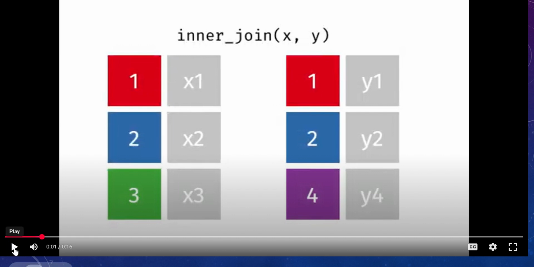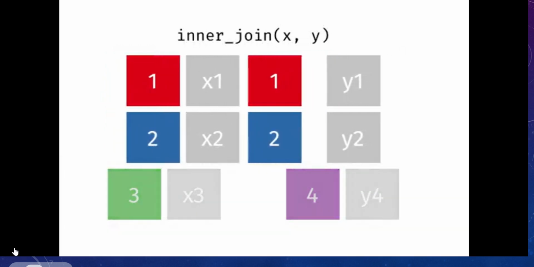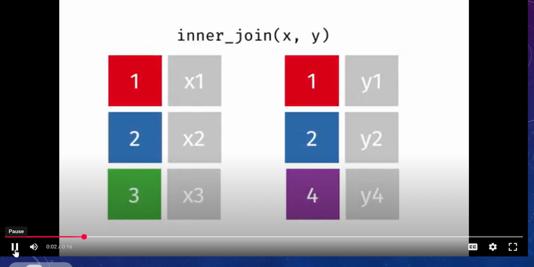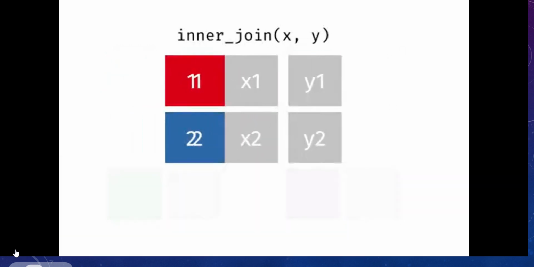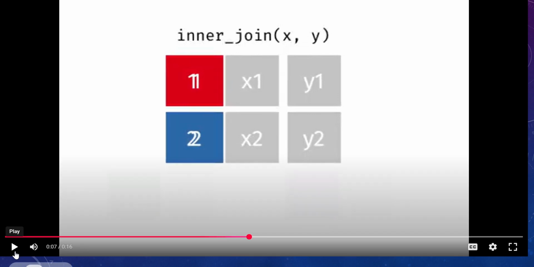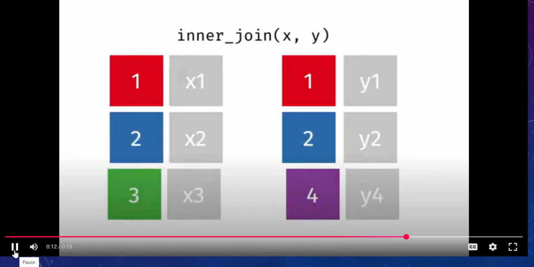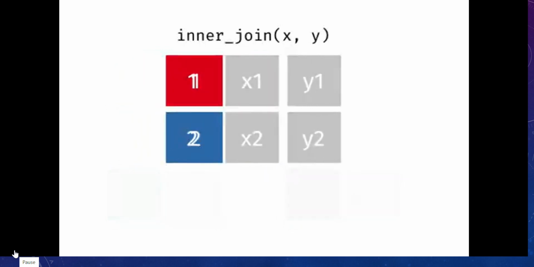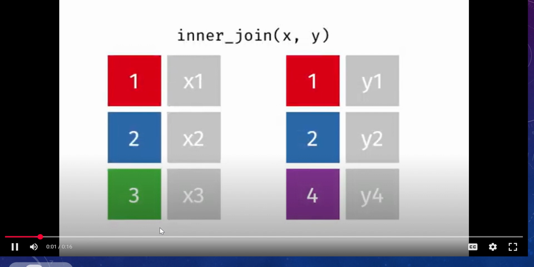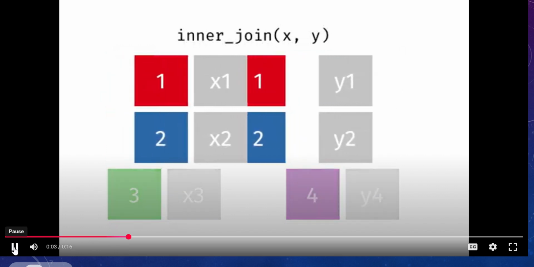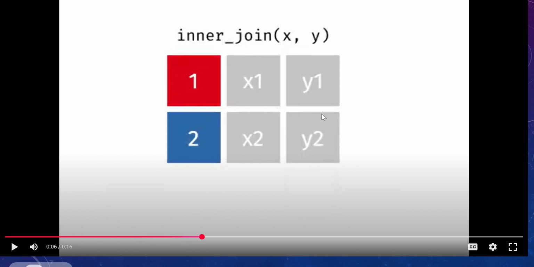So if I play this, they are joining, and this is the output. I hope the clarity that I wanted to give you is there, because you can see that 3 and 4 are not included in the final output. So this is the output when we join these two tables using inner join.